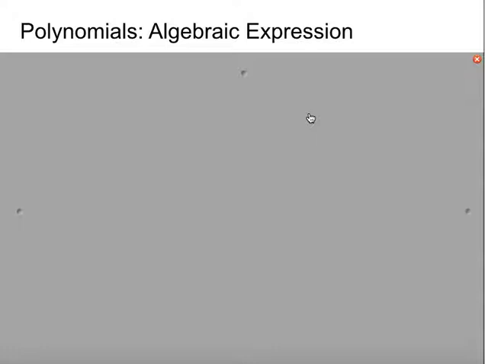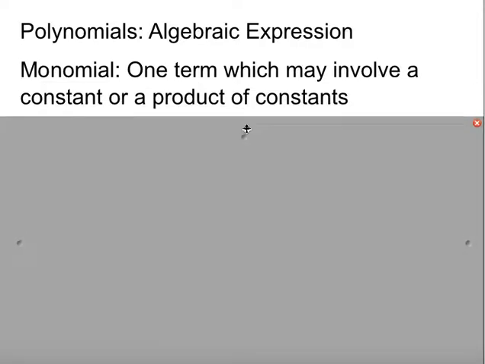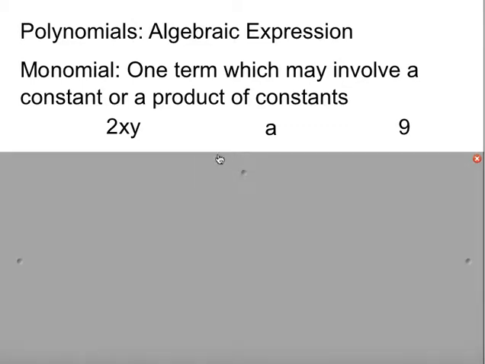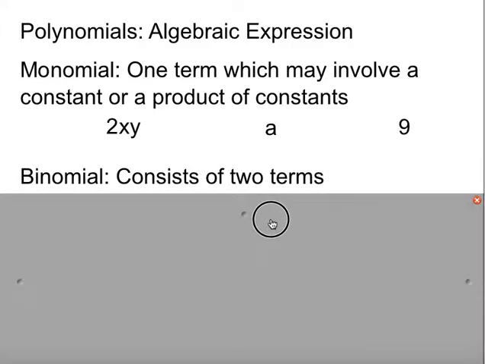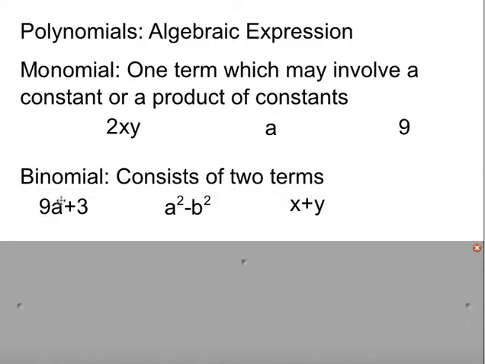All right. Now, how this relates to our polynomials is, remember, polynomials are algebraic expressions, and we have different terms to talk about them. So a monomial is a term that involves a constant or a product of constants, and this is just one term. It can involve different coefficients and variables, but it's just one term altogether. So, for example, we have 2xy, just a, just 9. Whereas a binomial consists of 2 terms. And we can see examples of 9a plus 3, a squared minus b squared, x plus y. We call these binomials because that addition or subtraction sign is what is separating our 2 different monomials.